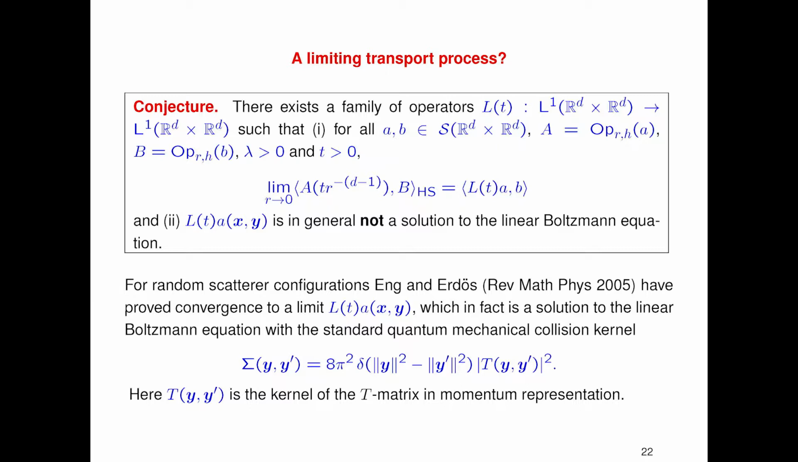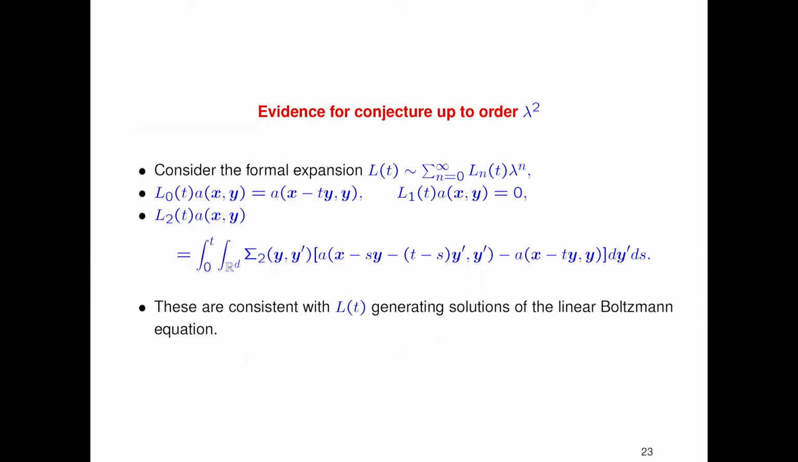Now, if you look at random scatterer configurations, there is a theorem by Eng and Erdős that I mentioned earlier, which proves the first fact. Indeed, this converges, and the limit solves the linear Boltzmann equation with this particular collision kernel, which is exactly the quantum mechanical cross-section. So, if your points are distributed according to a Poisson point process, they use a slightly different setting, but morally it's the same. Then you can prove the first statement, and you get convergence to a linear Boltzmann equation. So, what can we do in the periodic setting? We can't prove this statement, but we can do something.